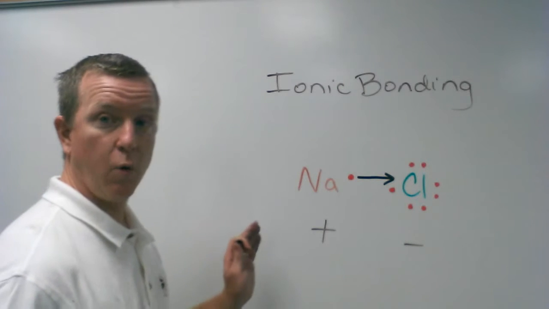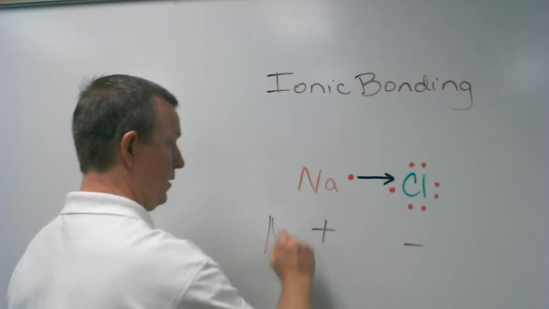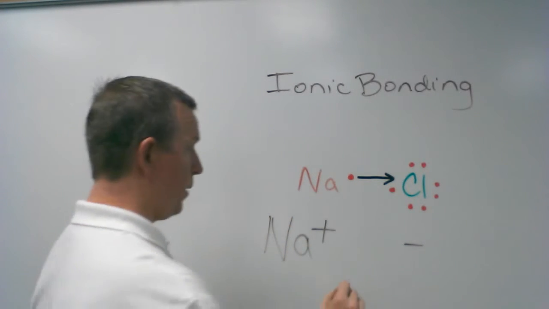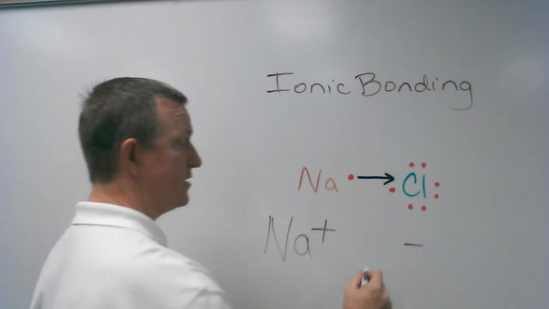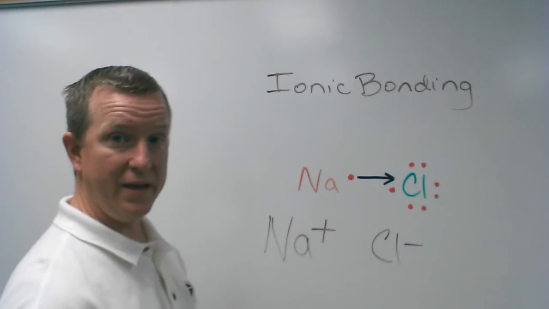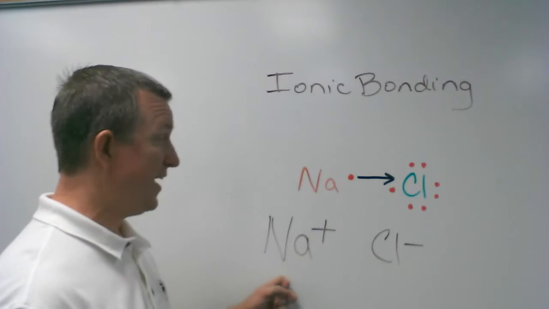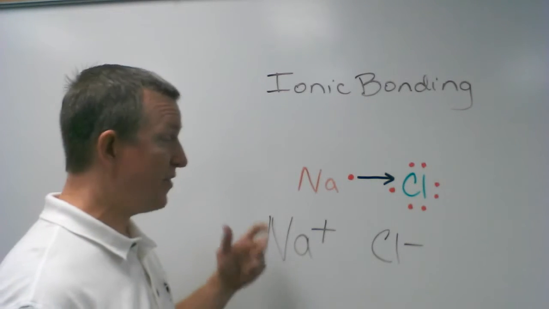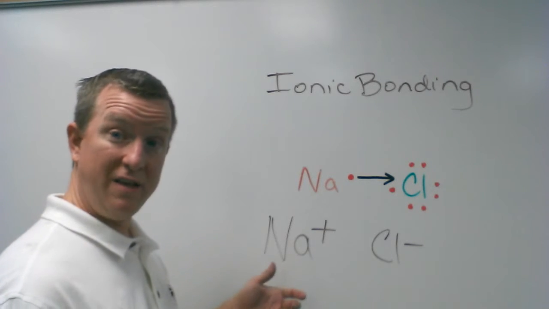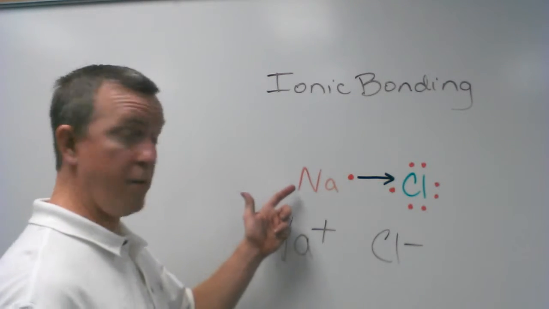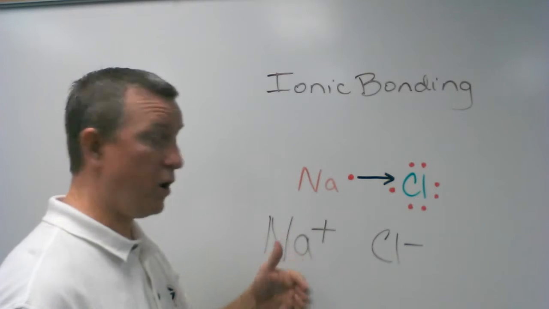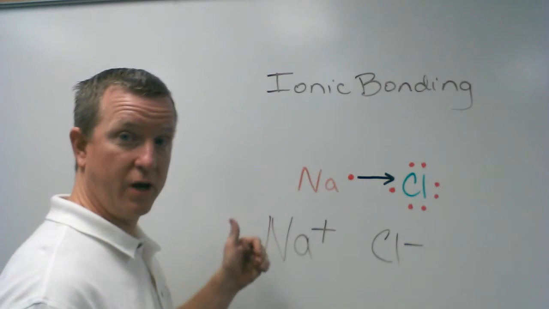And so our sodium is going to be written like this with a positive, and the chlorine will be written like this with a negative. And what this represents is that sodium has a positive charge. It's now got more protons than electrons. It's now got 11 protons and 10 electrons. Because remember, it gave 1 away, so now it's lost 1. So we have more protons than electrons.